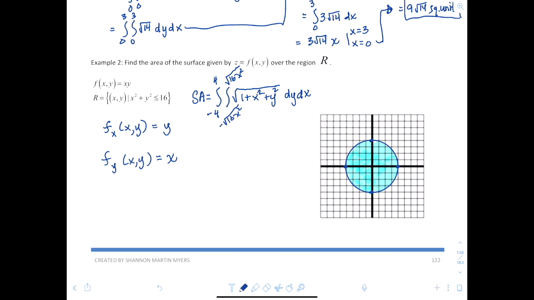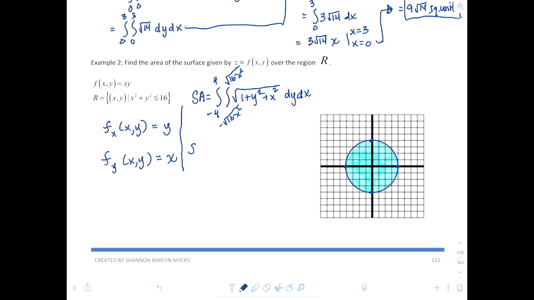Actually, to do it exactly in order, it would be 1 plus y squared plus x squared. But this might be a lot easier to use polar coordinates, or switch this in terms of polar coordinates. So let's check it out.